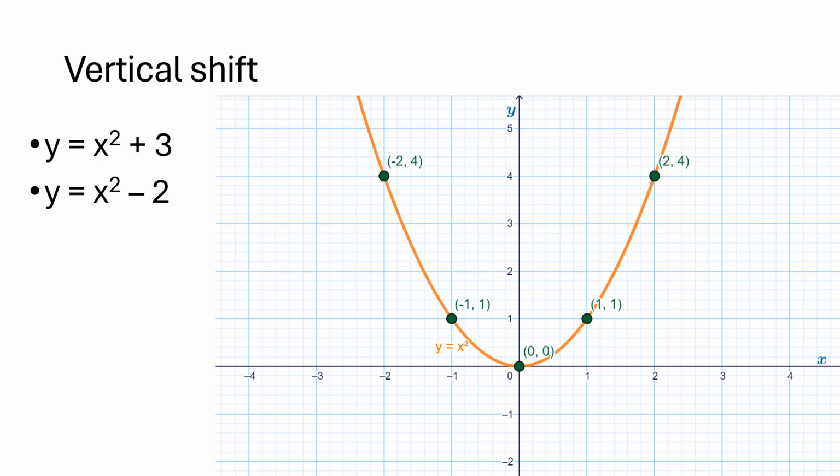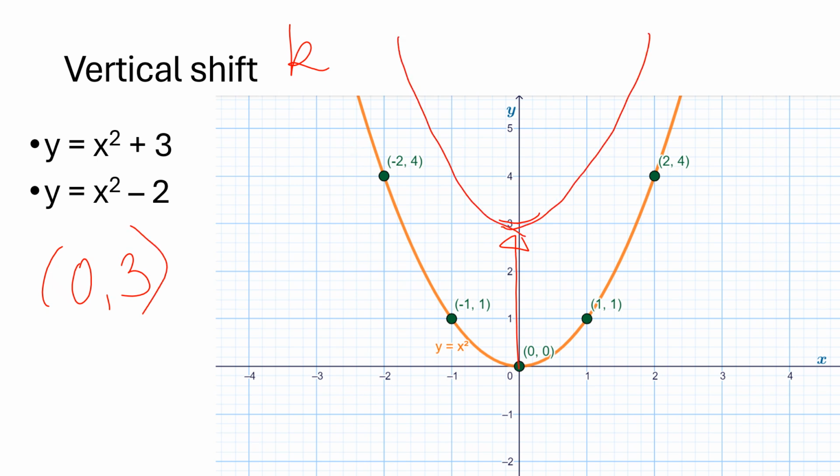Next, we're going to put in a vertical shift. So this is the k on our graph. If we add 3, so x squared plus 3, every value is now going to be increased by 3. So our whole graph here is going to move upwards. Our turning point is going to be at 0, 3, and our graph will be the same shape as before, but it's now being raised, lifted 3 places.